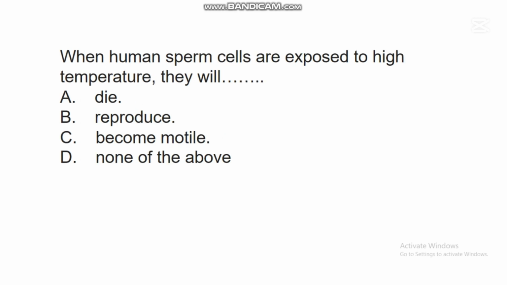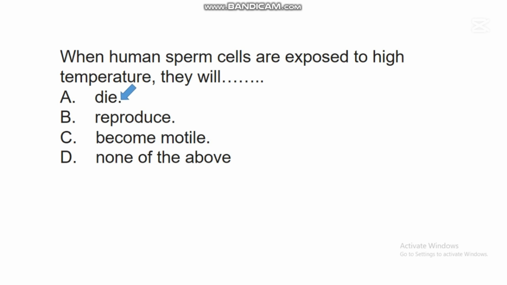The next question says, when human sperm cells are exposed to high temperature, they will dash. A. Die. B. Reproduce. C. Become motile. D. None of the above. In this question, the correct answer is A.